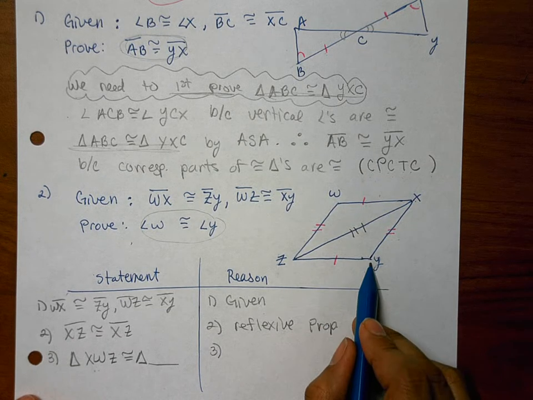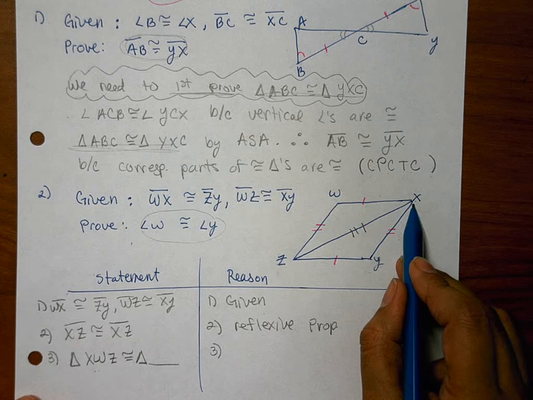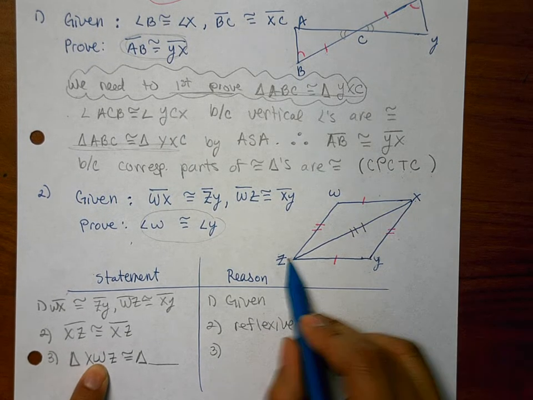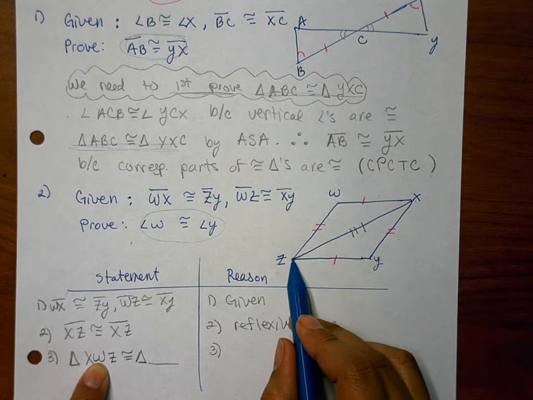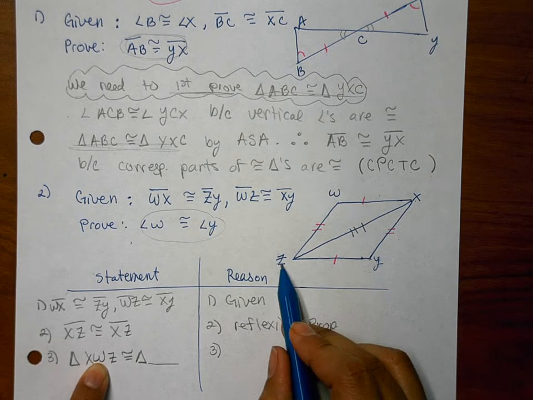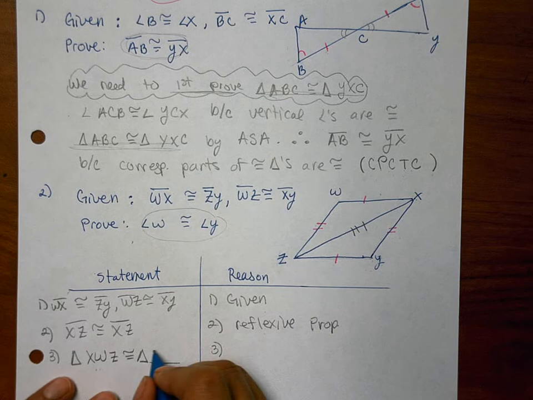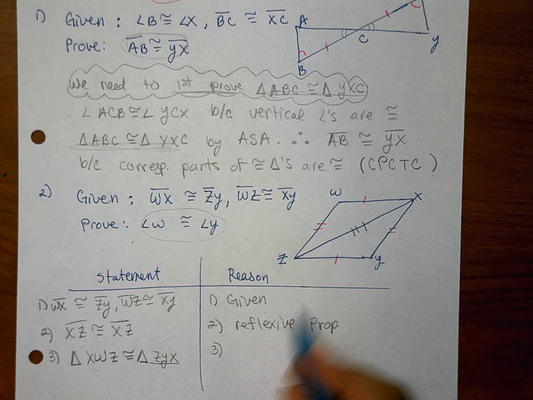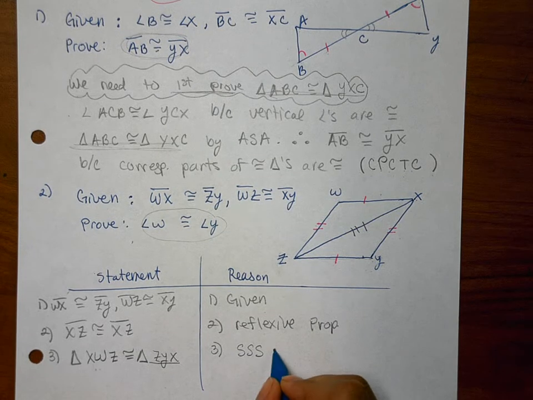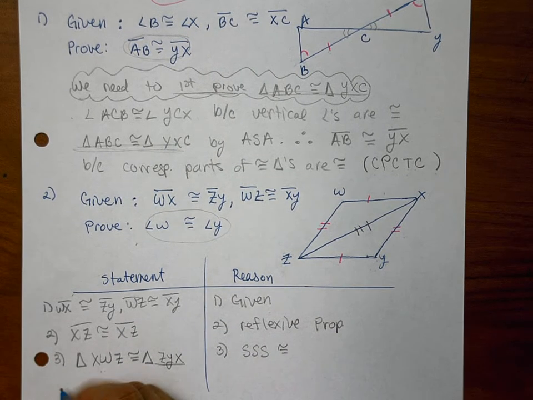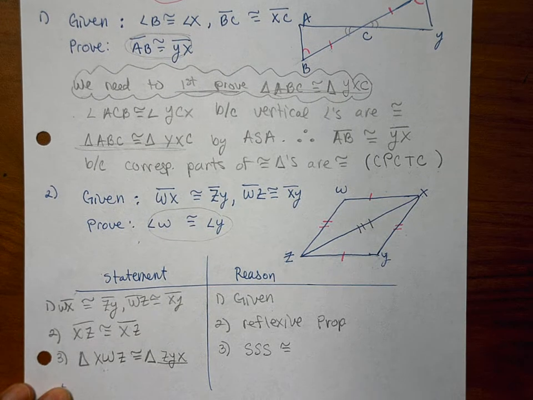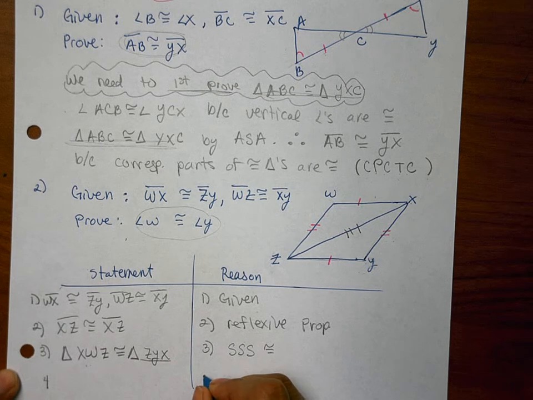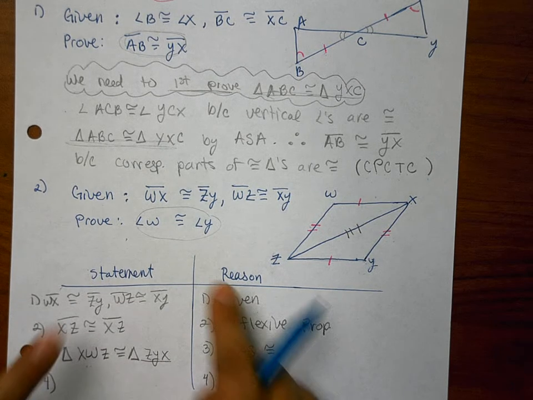So I did XWZ, single side, double side. So if I went single side in that way, that's wrong because that's triple. So XWZ, single, double, I have to go single, W. So that's ZYX. And what's the reason? Look at all your markings. We should know it's because of side, side, side congruency. Now, typically we'd be done. Side, side, side, we're done.